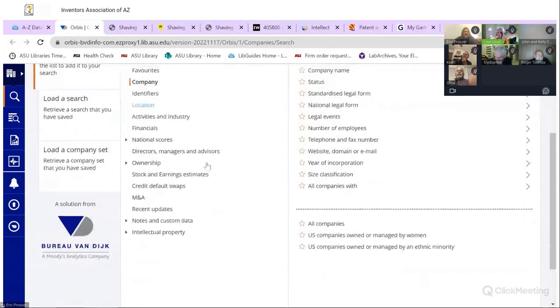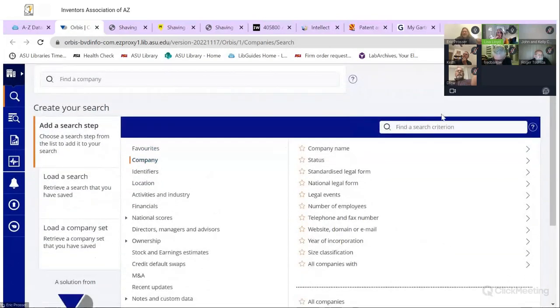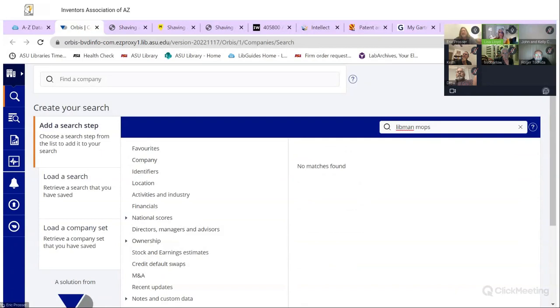Awesome. So let's take a look at another company. How about something not the size of Apple? Do you want to go for a specific company? Yeah, what do you have in mind? All right, let's look at Libman, Libman Mops. Hope I spelled that correctly. Okay, they're not in here. Do they have a big name? Are they a subsidiary of somebody larger?